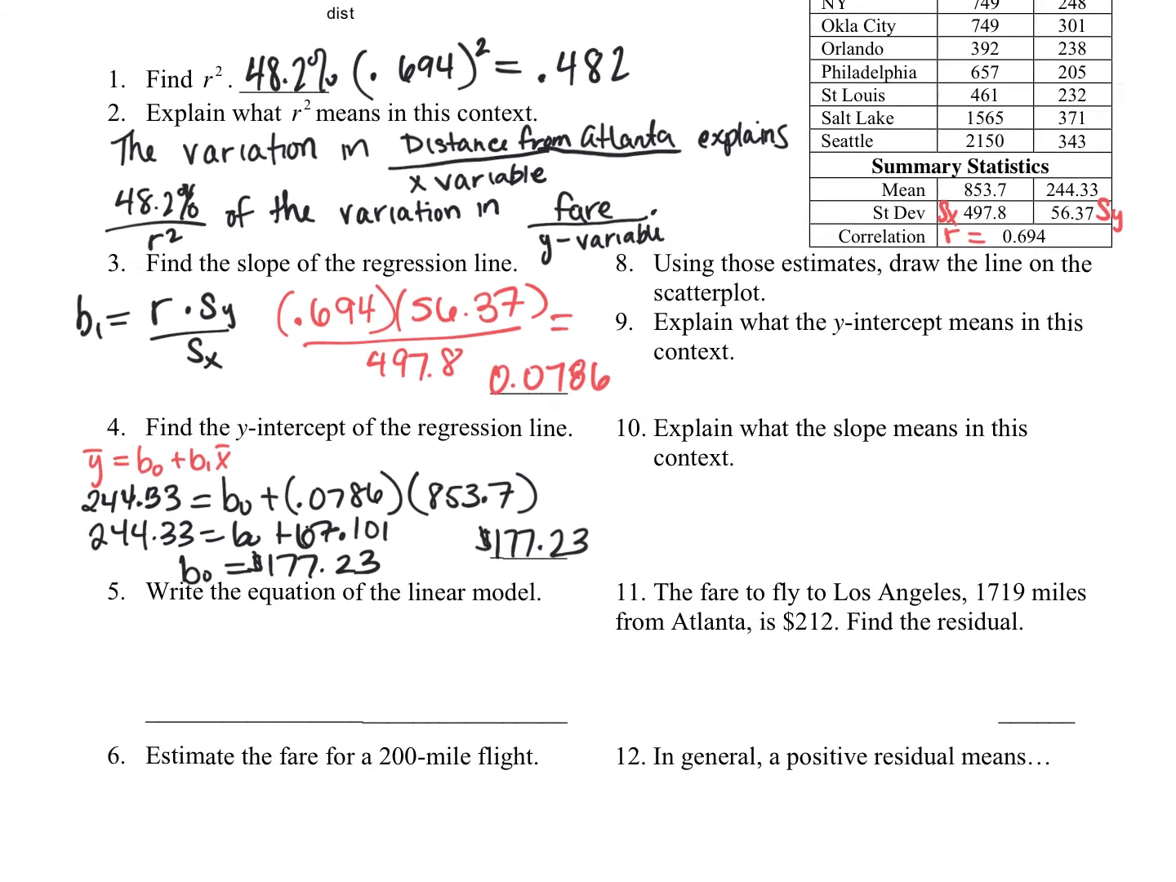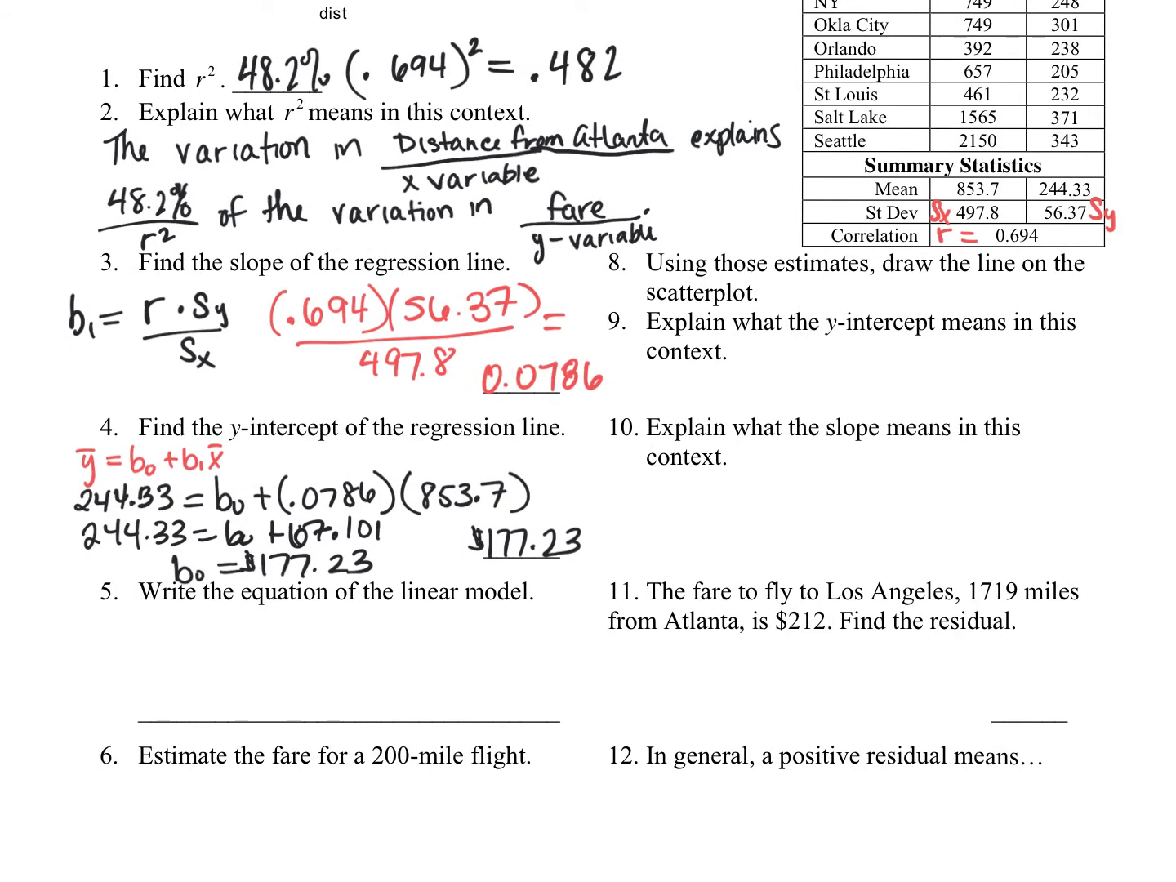So write the linear model. Okay? This gets students every time. The model is the equation. It's not the graph. Okay? The model is the equation. So its y value is fare. So fare hat equals 177.23 plus 0.0786 distance.